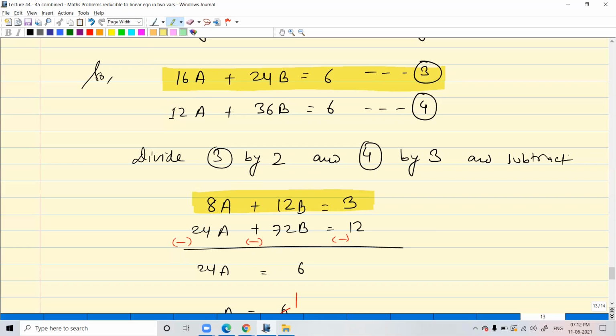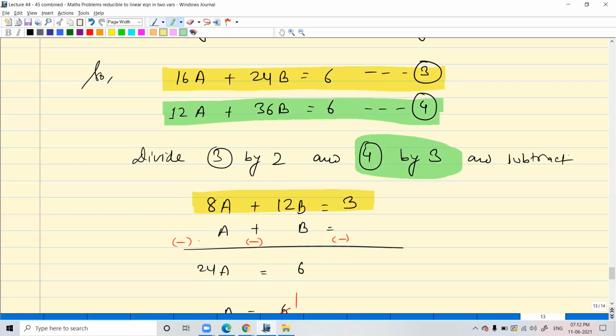And same thing in the fourth equation, we have to divide it by 3. So divide each one of them by 3. What do we get? 3 4s are 12, so this becomes 4a. 3 12s are 36, so 12b, and 3 2s are 6, so this becomes 2. And then subtract it. So plus 12b minus 12b becomes 0. 8 minus 4 will become 4. And 3 minus 2 becomes 1.